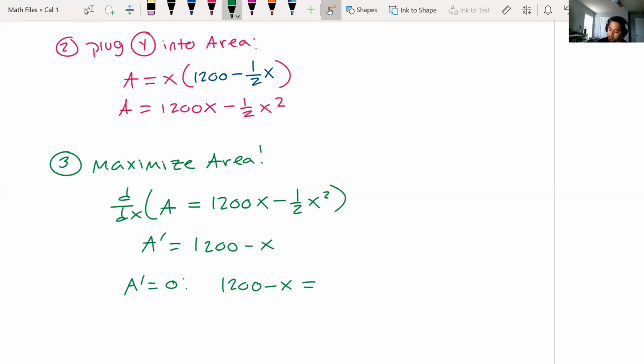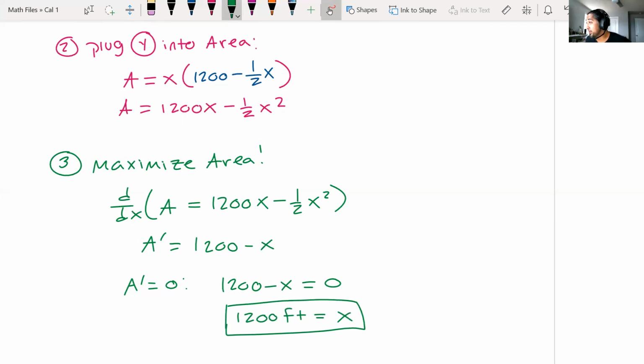$1,200 minus x equals 0, and 1200 is equal to x. And again, I think this is in feet. So x equals 1200 feet. All right, which means we have found x, and now all we have to do is find y.